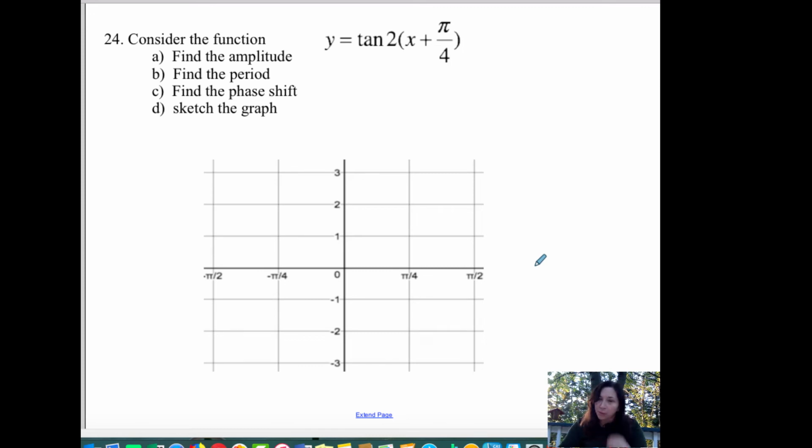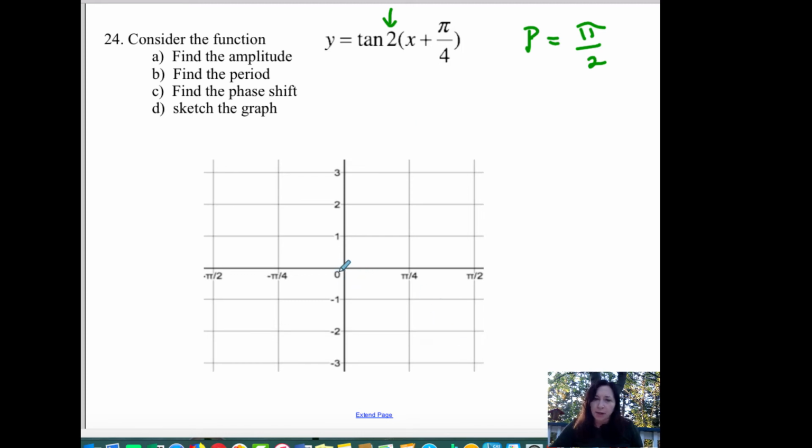This one's a tangent graph. And remember, tangent's period is pi. So the period is equal to pi over the frequency, that being my frequency. So my period is pi over 2. So for this to start and stop, it's going to be a total of pi over 2. So that means that if my period is pi over 2, that's the whole graph. So that means it's going to be pi over 4 left and right.